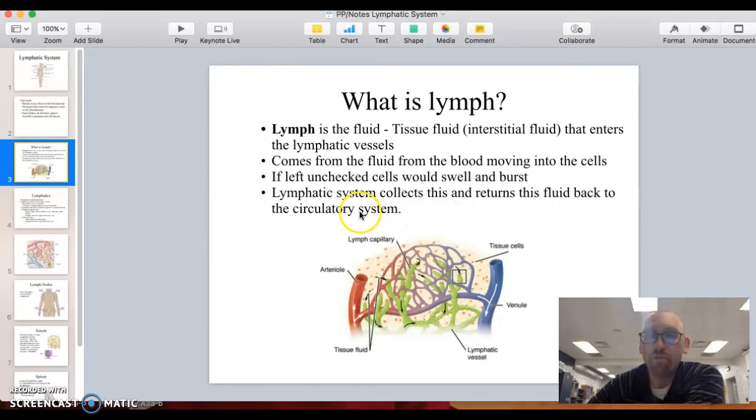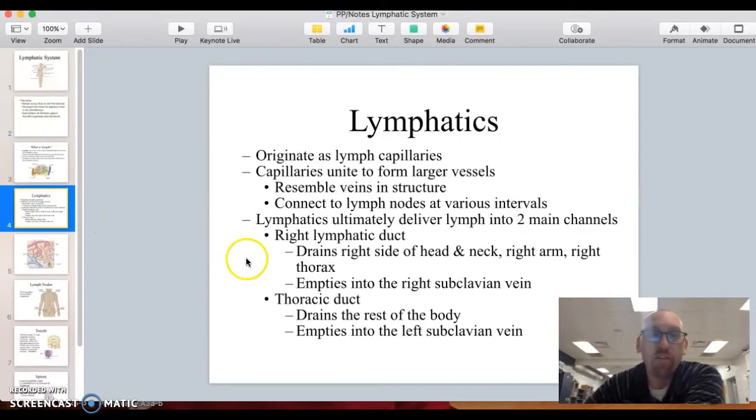So the lymphatic system, see these green things, is a network almost like the capillaries are, these small networks of tubes that are going to collect this extra fluid and branch and branch and eventually put the fluids, like the water and stuff like that, back into the circulatory system. Okay, so lymphatics originate as capillaries. The capillaries are the things that form the larger vessels, so they resemble the veins and stuff like that.